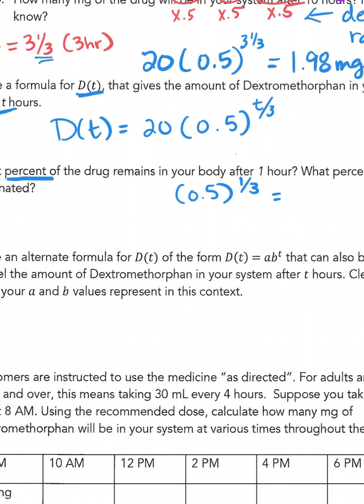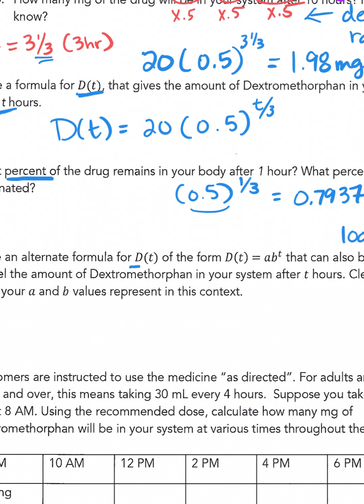The percent of the drug would be 50% every 3 hours. So we're going to do 0.5 raised to the 1/3 power, which would be 0.7937. So 79.4% remains, which means what? 100 minus the 79.4 would be what? 21.6% lost. Okay, we're eliminated.